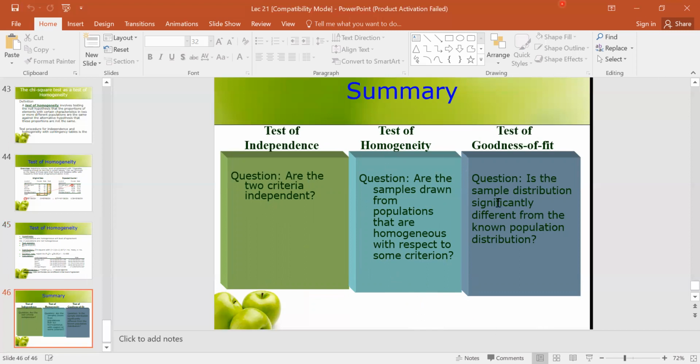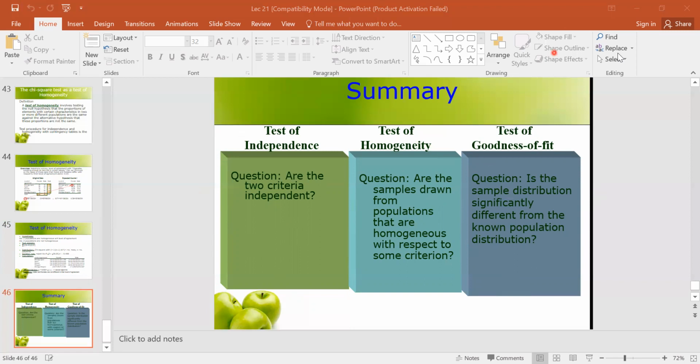Whereas the test of goodness of fit is used when we test whether the sample distribution is significantly different from the known population distribution. So we choose the test of goodness of fit. And for the test of homogeneity, we test whether the populations come from the same distribution. This is all about the chi-square test. So we have 3 types: test of independence, test of homogeneity, and goodness of fit.